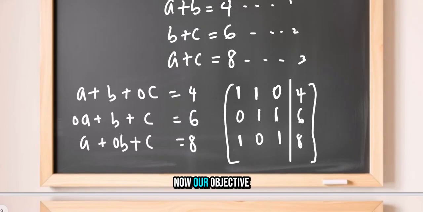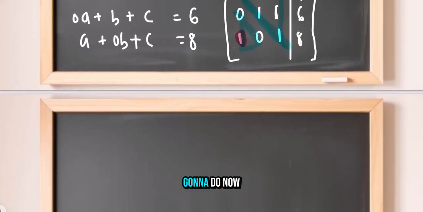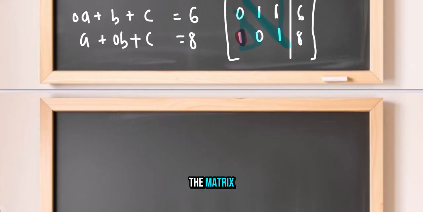Now, our objective is very simple. What we intend to do is to have an upper triangular matrix. So our objective is to make this 0, and this to be 0. That is our objective. So what we're going to do now is to reduce the matrix.